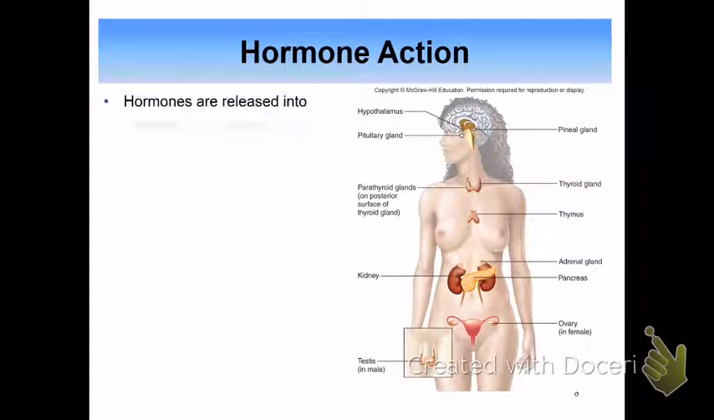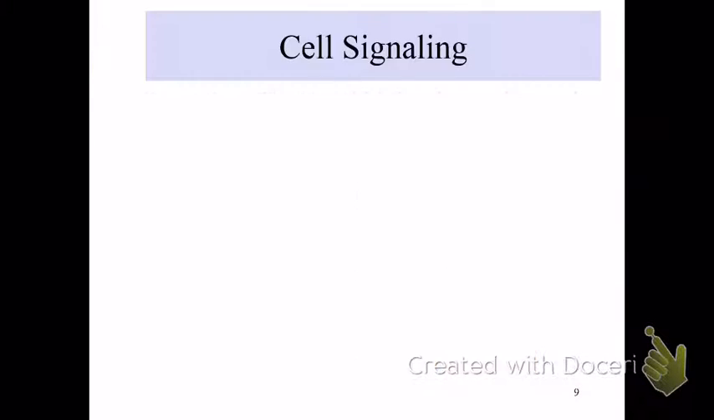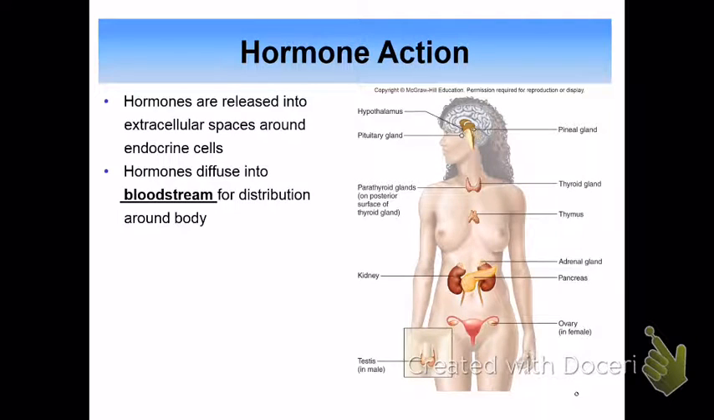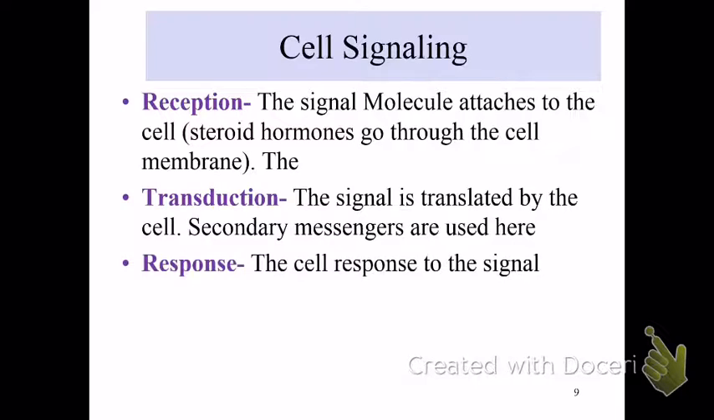Okay, so hormone action. Hormones are secreted. They're released into extracellular spaces around the endocrine cells. They go into, we've already highlighted it a few times, the bloodstream, right? So they go through the bloodstream onto a target cell. And there's 3 steps to this process. So the cell signaling, or signal transduction, is what I learned it as. There's 3 steps in receiving the chemical message, right? So I'm going to draw this out for you too. Okay, so here's your target cell.